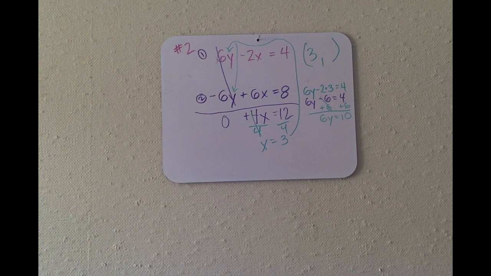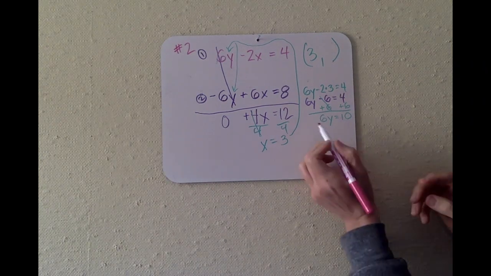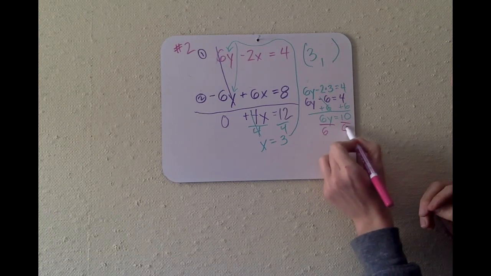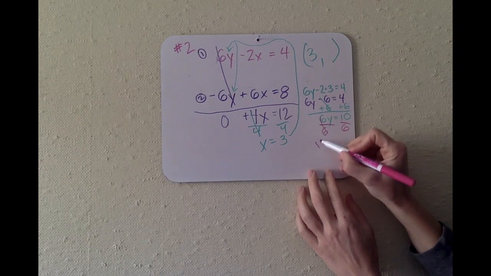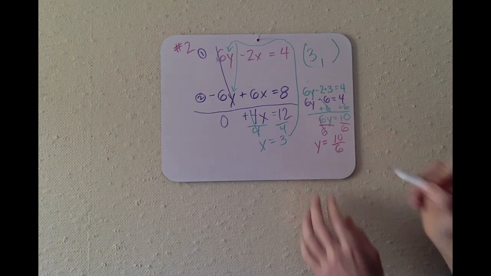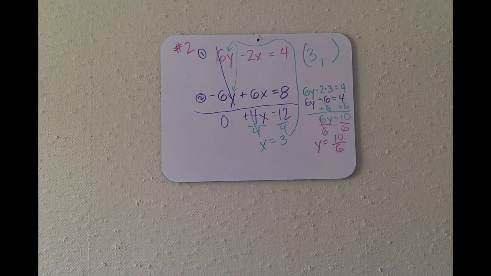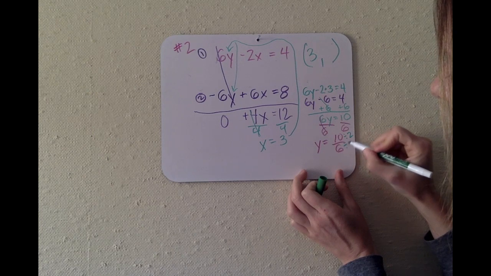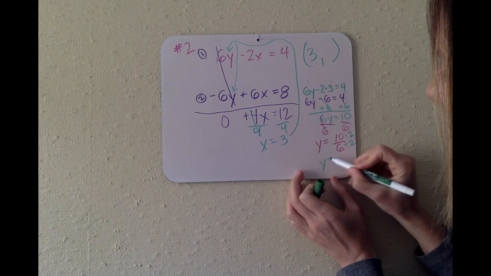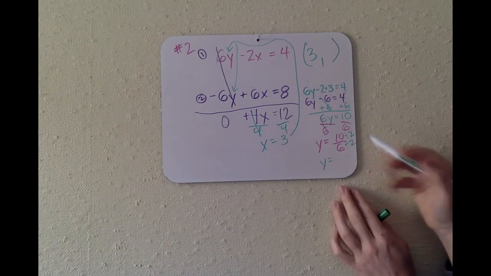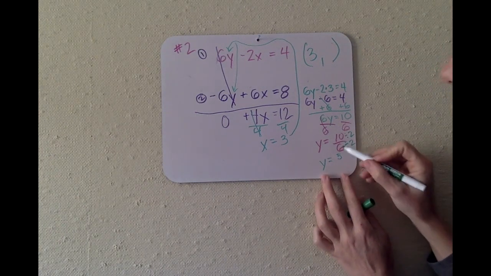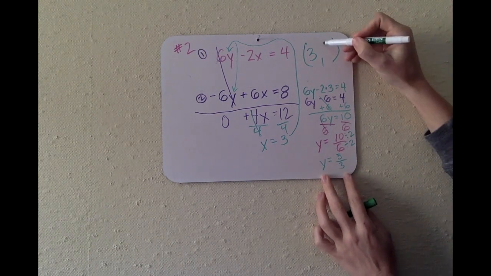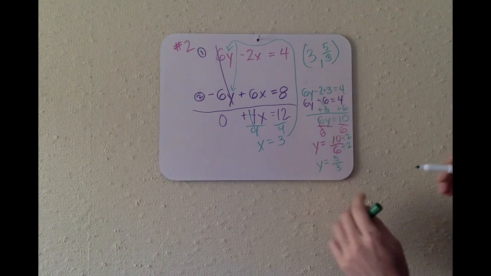And then I can divide by 6. And I have y equals 10 over 6. So this is similar to our previous example. I'm going to divide by 2 to simplify this fraction. And this becomes y equals 10 divided by 2 is 5. 6 divided by 2 is 3. So my y is 5 over 3.